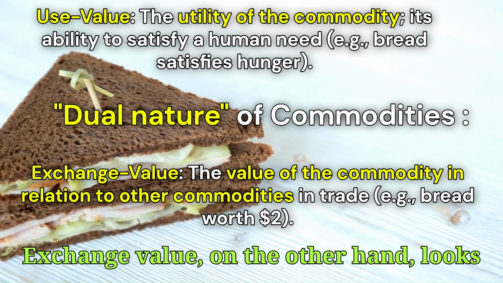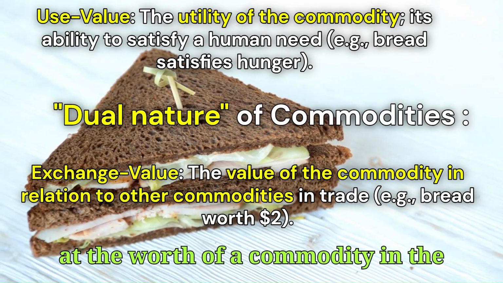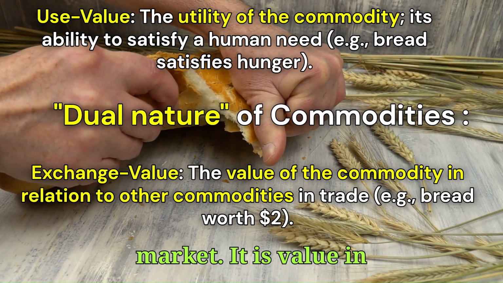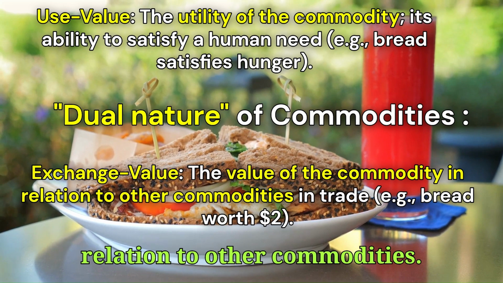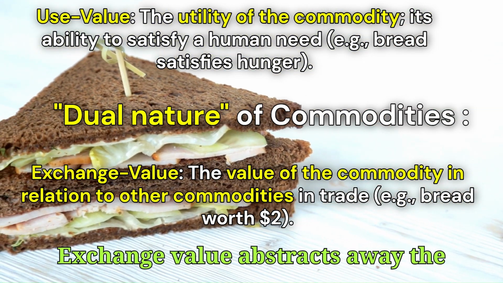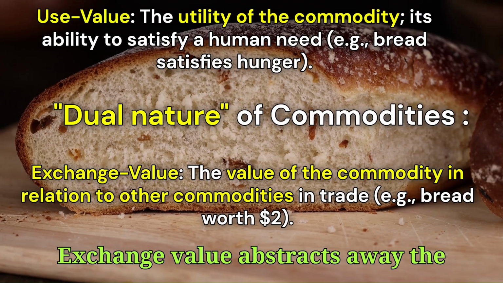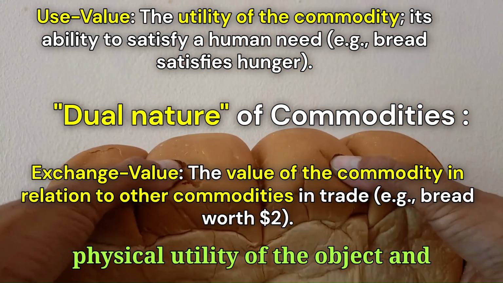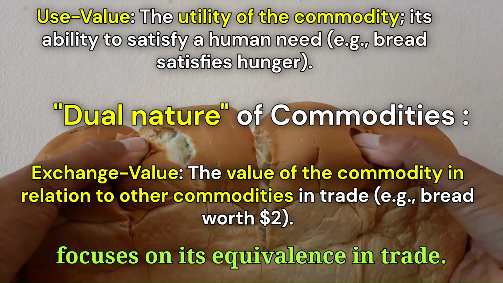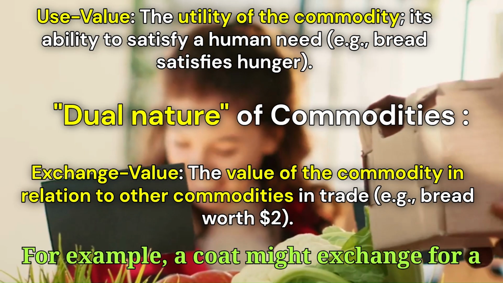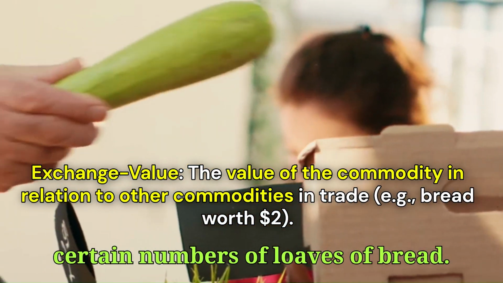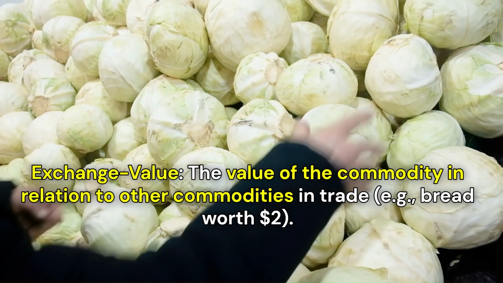Exchange value, on the other hand, looks at the worth of a commodity in the market. It is value in relation to other commodities. Exchange value abstracts away the physical utility of the object and focuses on its equivalence in trade. For example, a coat might exchange for a certain number of loaves of bread.